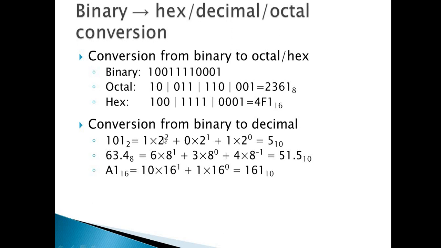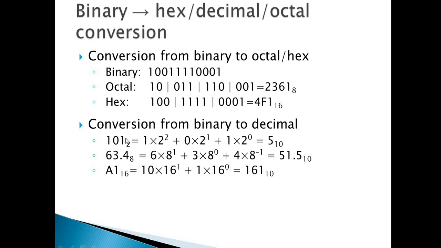Now conversion from binary to decimal. Here binary number system is base 2. So we'll multiply each digit with a power of 2 starting from the least significant bit. We'll start with power 0 and increase it as we move towards the left with positive numbers. So 1 into 2 raised to 2, plus 0 into 2 raised to 1, plus 1 into 2 raised to 0. So I will get the equivalent as 5 to the base 10.